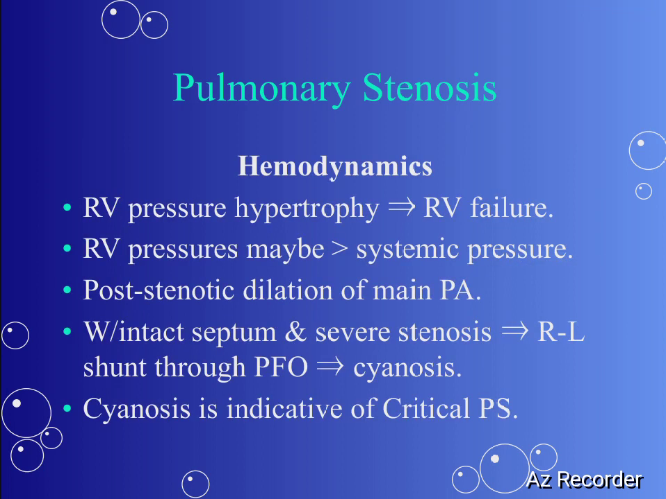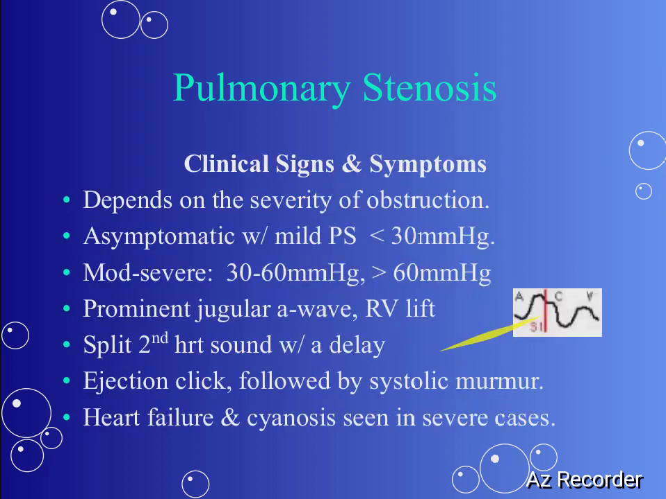Hemodynamics: RV pressure hypertrophy, RV failure. RV pressure may be systemic, failure, post-stenotic dilation of the main PA. With an intact septum and severe stenosis, there is R-to-L shunt through the PFO, causing cyanosis. Cyanosis is indicative of critical PS.